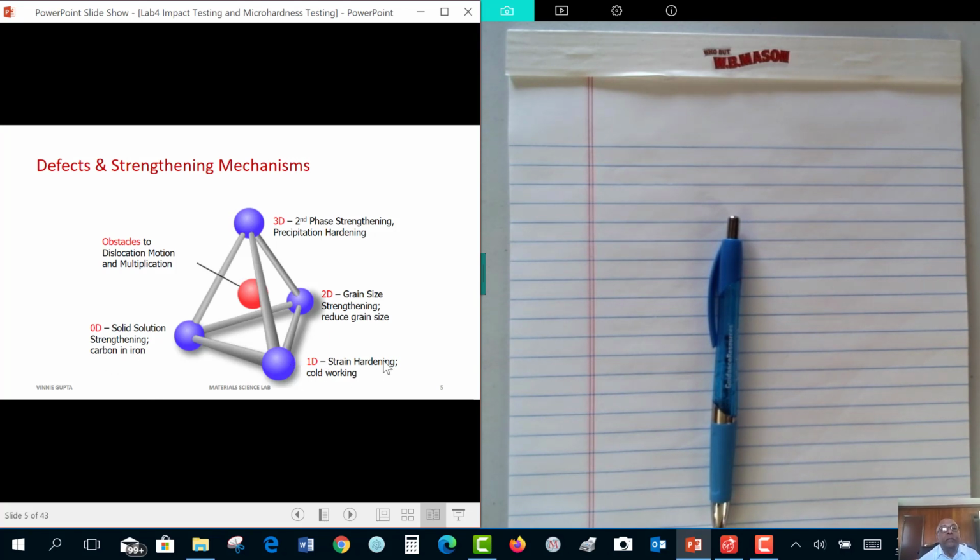Of course, we can put one-dimensional defects as obstacles to dislocation motion, and this is what we do during cold working. We're going to talk a little more about it later on. Then, of course, we have two-dimensional defects like grain size. We call it grain size strengthening, and we do so by reducing the grain size. By reducing grain size, we increase the number of grain boundaries, or the grain boundary area per unit volume of the material. And then, of course, we can place three-dimensional defects like second phase particles as obstacles to dislocation motion. One example you saw was precipitation hardening when we were looking at the two different kinds of aluminum alloys.